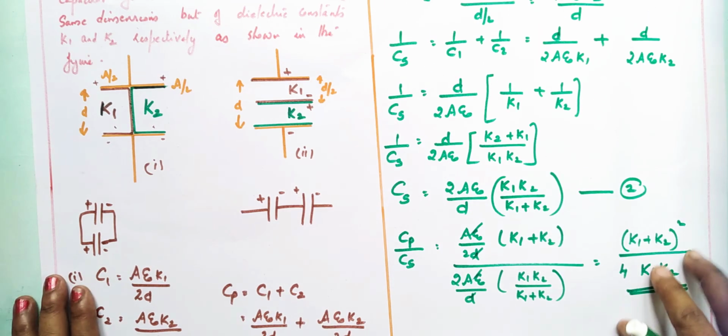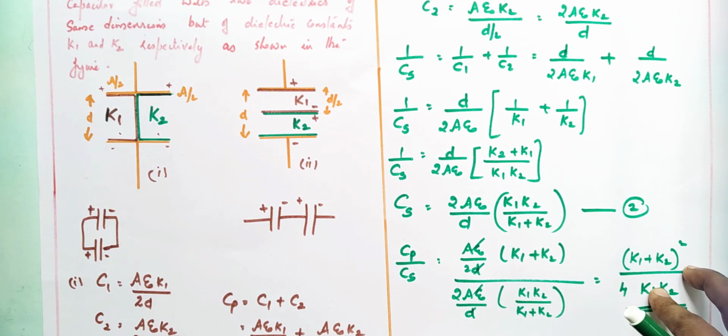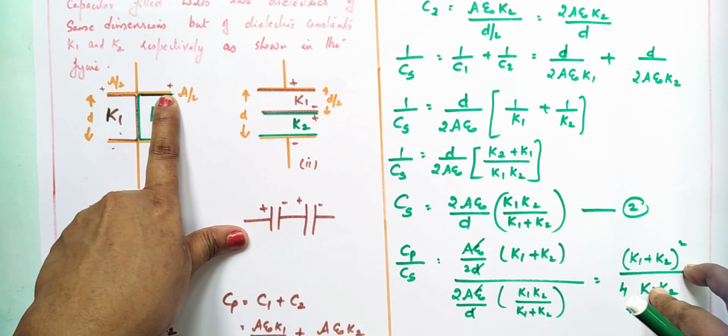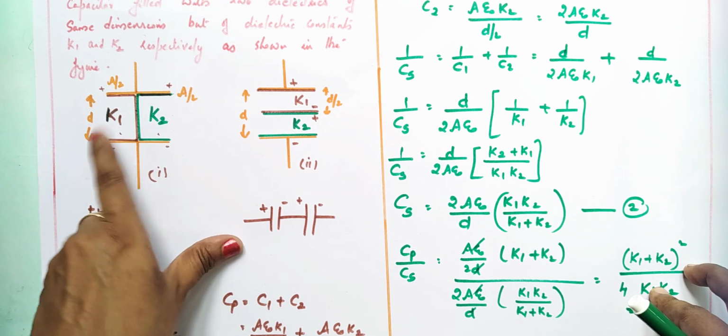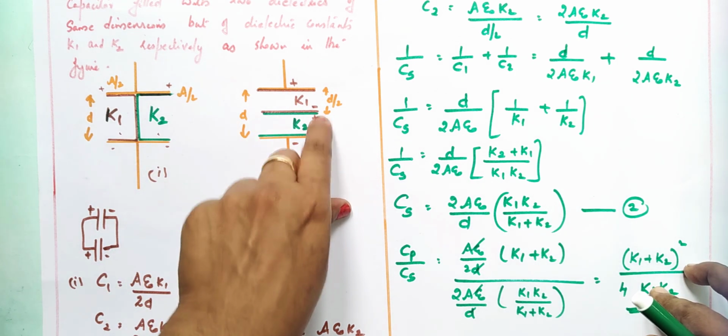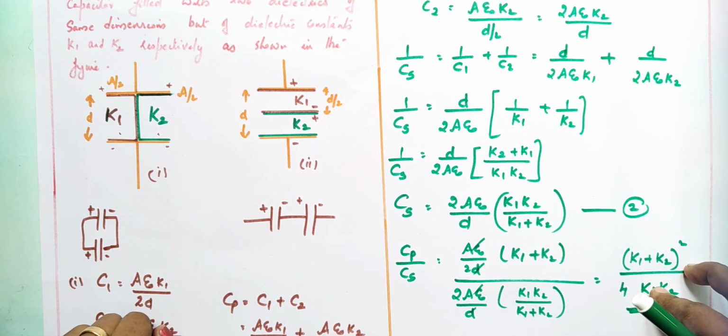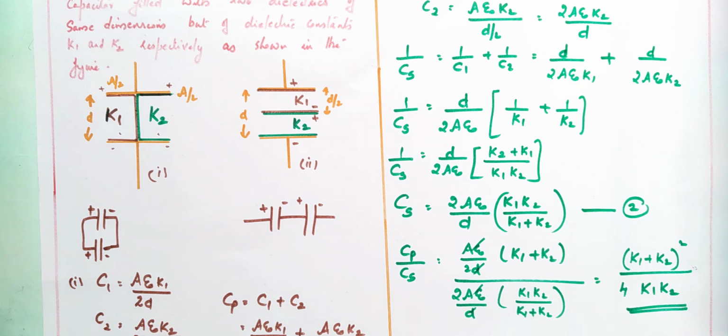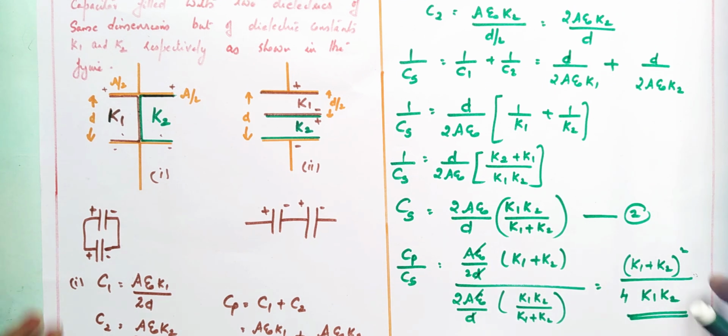Okay, children, just understand this thing: if area changes, the capacitors are connected in parallel; if separation changes, they are connected in series. Hope you understood these two important numericals.